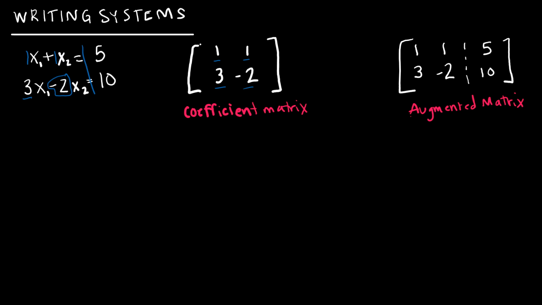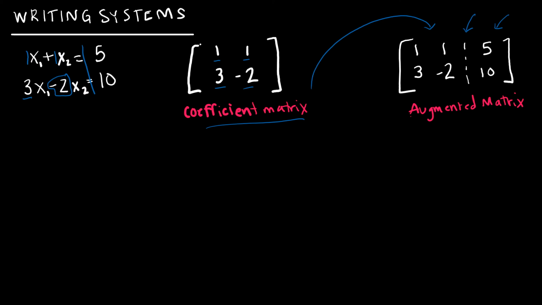So notice in the coefficient matrix, I use only the coefficients and I don't use the solutions of 5 and 10. An augmented matrix has the coefficient matrix on the left side, has some kind of divider here, dotted or solid line, though I will tell you in the textbook that we're using for this course, they often don't have a divider. I want you to use a divider. And then on the right side, of course, this is the solution set of 5 and 10.